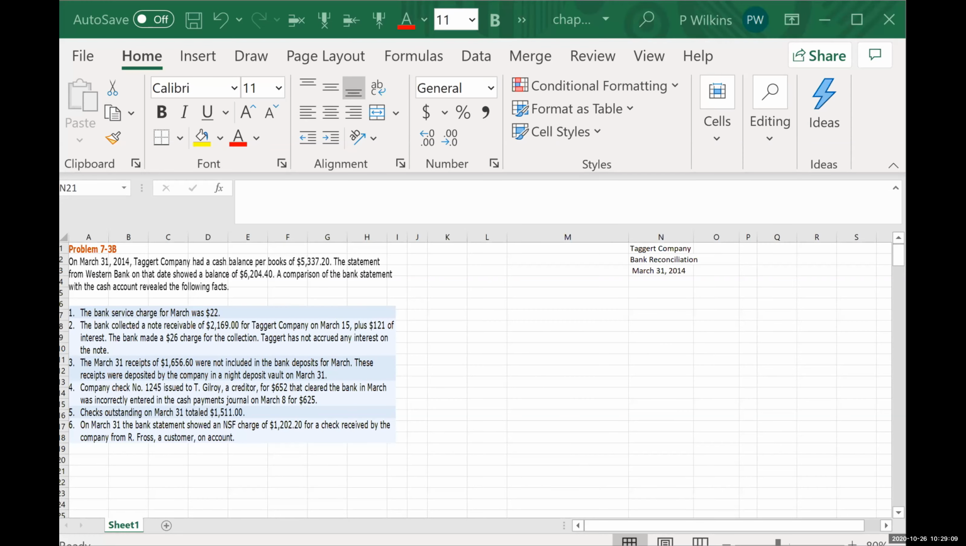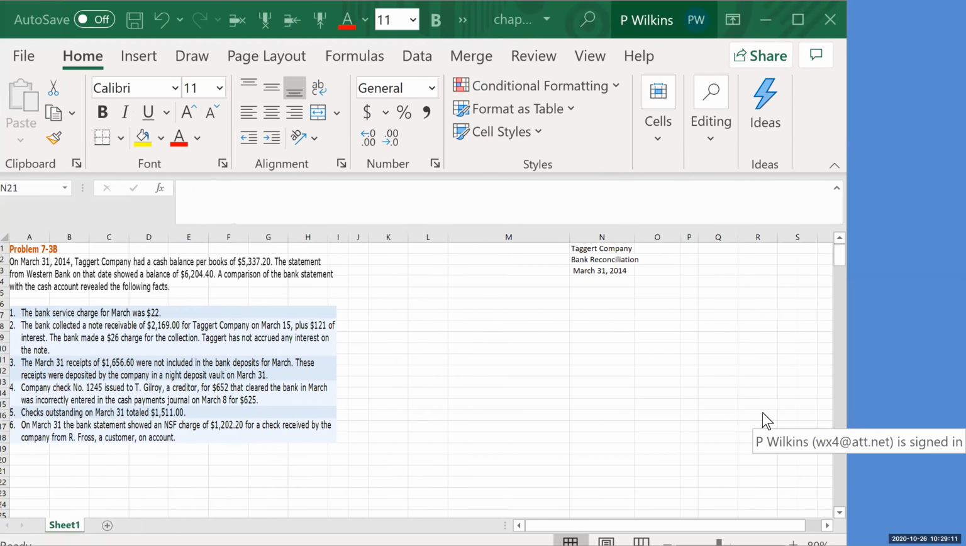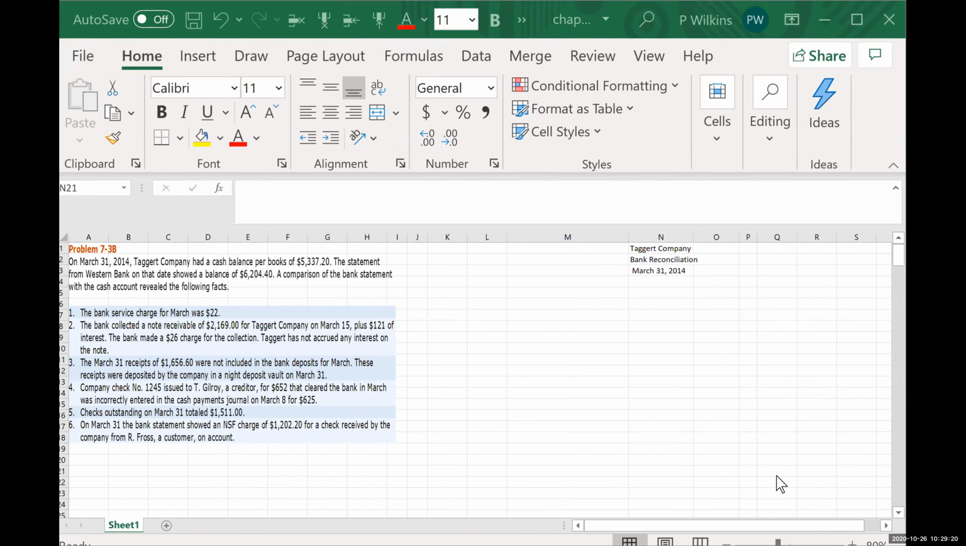Okay. All right. So this problem is not in your book anywhere. This is a problem from the old book, but it was a good kind of problem to go through because it had some different things. So this is the problem we're going to be using as a sample problem.